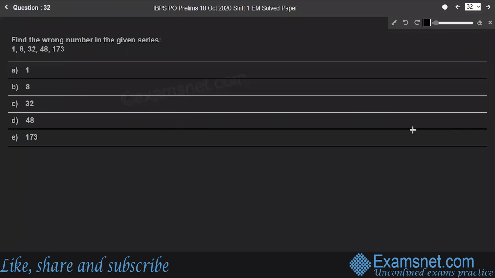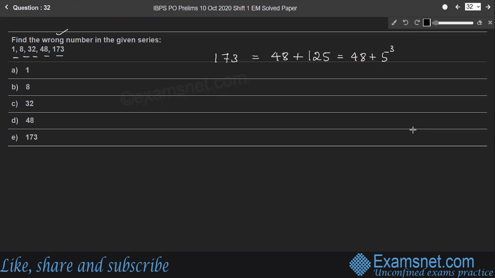Question 32. Find the wrong number in the given series. Students, here the given series has 5 numbers, in which we'll consider the last number 173. 173 is obtained when a number is added to its previous number. That number is 125. When 125 is added to 48, we'll get 173. What is 125? It is the cube of 5.